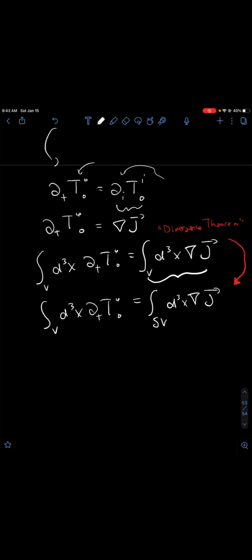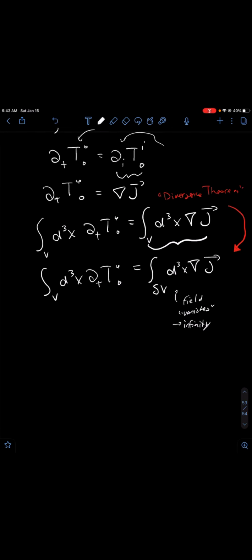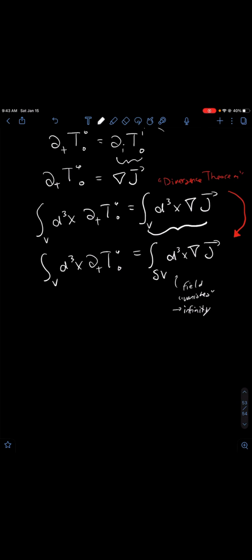Now we declare that our field vanishes as we approach infinity of this integral. We declare that it vanishes as we approach infinity. So that means that this entire integral is going to be 0. Since if our field vanishes as we approach infinity, this means that this integral will go to 0. So now we have this equals 0.